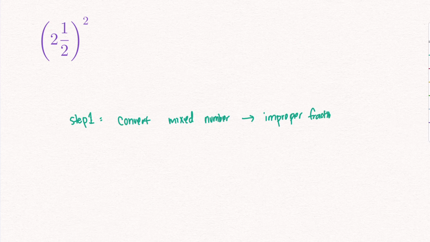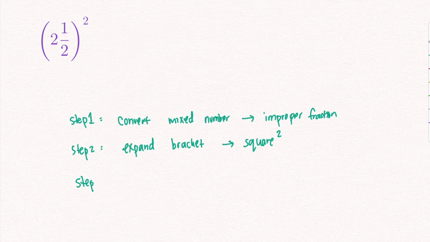So let me repeat that for you once again. Step 1, we will need to convert mixed number into improper fraction. And then we will need to expand the bracket or expand parentheses. So we'll have to square it. It's raised to the power of 2. Then we can multiply the fractions.